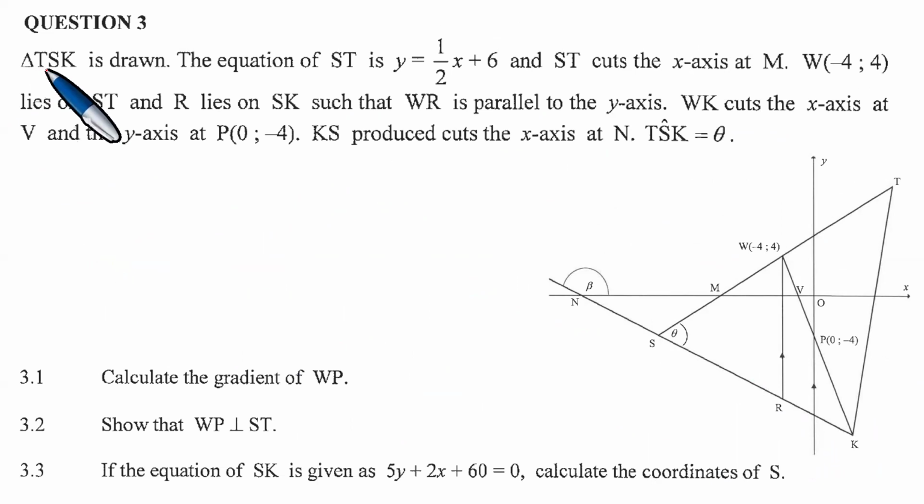Triangle TSK is drawn. T is this one, and then S is this one, and K is this one. So triangle TSK is drawn. The equation of ST is y equals 1/2 x plus 6. If you were to look at ST, the equation of this one is y equals 1/2 x plus 6. And ST cuts the x-axis at M. W has the coordinates -4 and 4.